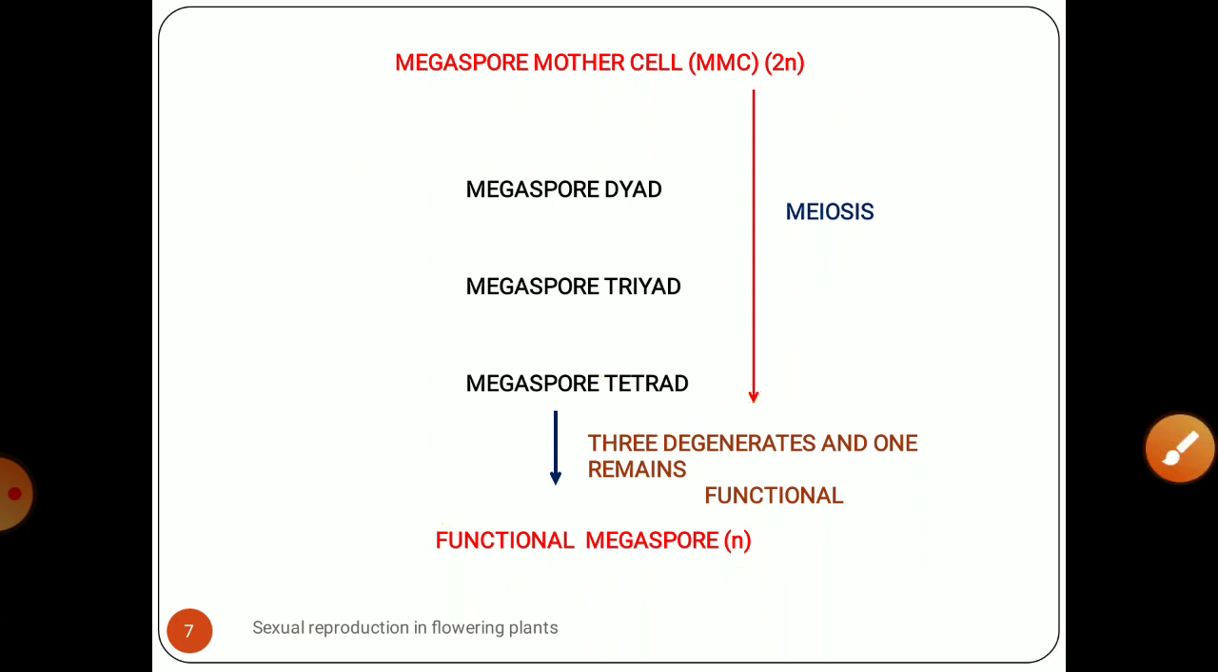I hope it is clear. I'm repeating it once again. The megaspore mother cell is formed from nucellus tissue, and only one megaspore mother cell differentiates from the nucellus tissue. It then divides through meiosis or reduction division and forms a dyad, triad, and finally a tetrad. Tetrad itself means 4 megaspores. Out of 4, 3 degenerate and only 1 remains functional, and it is called the functional megaspore, which is haploid in nature. Okay, I hope it is clear.